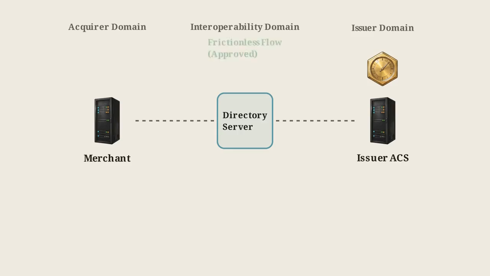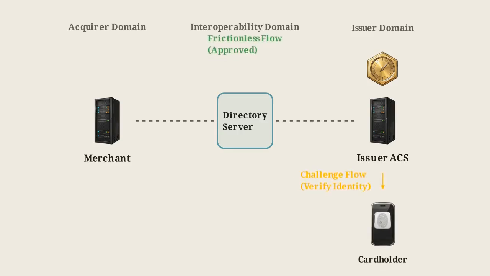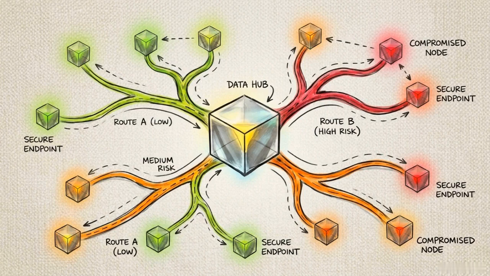Low risk triggers frictionless flow, approving instantly. High risk redirects users to verify identity. Modern protocol design transforms static security barriers into dynamic, data-driven routing problems that prioritize checkout conversion.